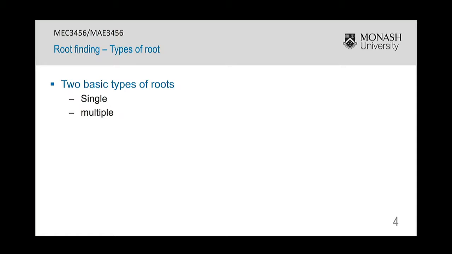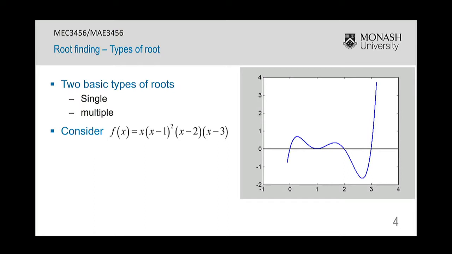The other thing we need to be aware of is that there's different types of roots. There are two basic types: single roots and multiple roots. In order to describe what the difference is, and again you should have learnt this in 1060, let's consider the polynomial f of x is equal to x times x minus 1 squared times x minus 2 times x minus 3. If we plot that function up, it looks like that curve there. The single roots occur at x is equal to 0, x is equal to 2, and x is equal to 3. And they are associated with each of these terms in the polynomial.